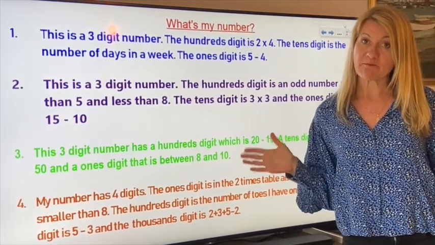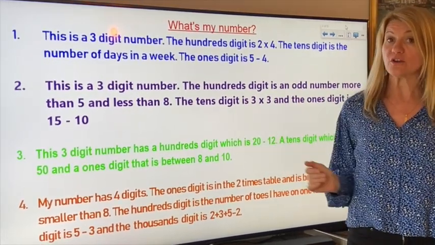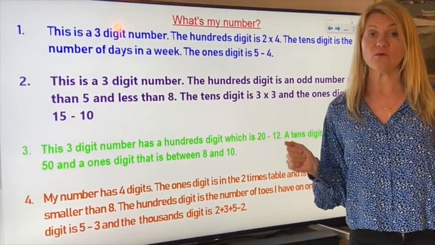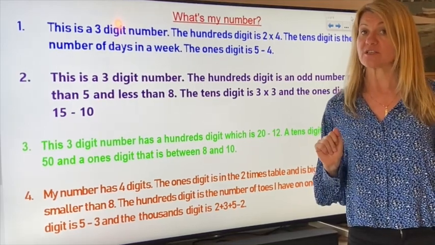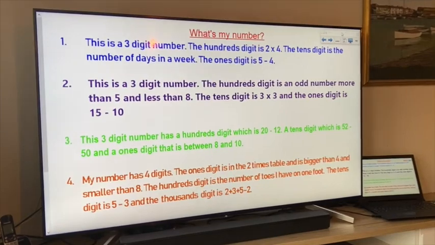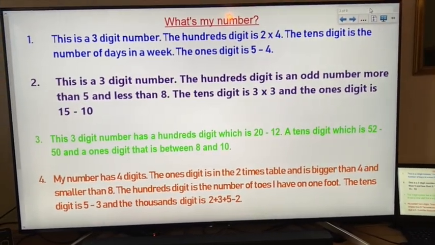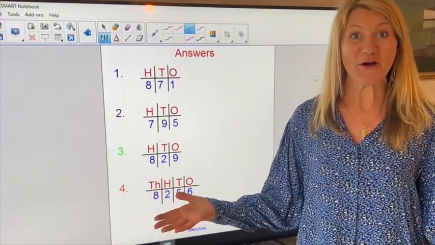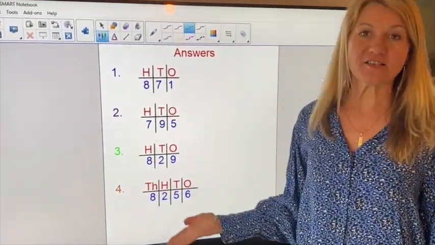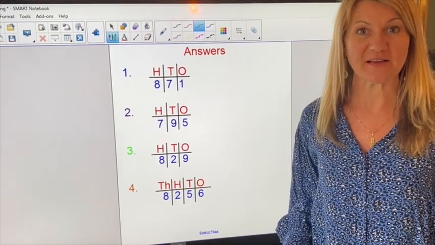Okay, so here are your first 4 word problems. I'd like you to get a pen and a piece of paper, and I would like you to decode the questions as I've shown you, showing your working out clearly. And don't forget to press pause. How did you get on? Here are the answers to the first 4 questions. Pause the film and see if you got them right.